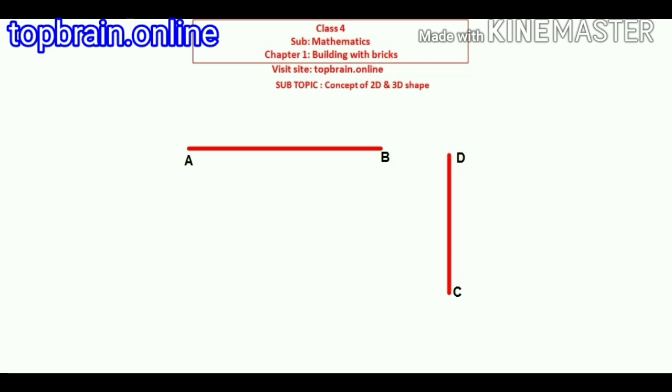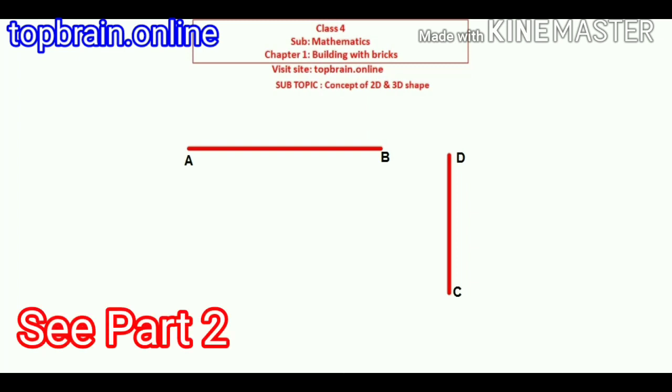So now you have a clear concept of what is horizontal position and what is vertical position. So now I am giving the name to these line segments, horizontal and vertical lines.